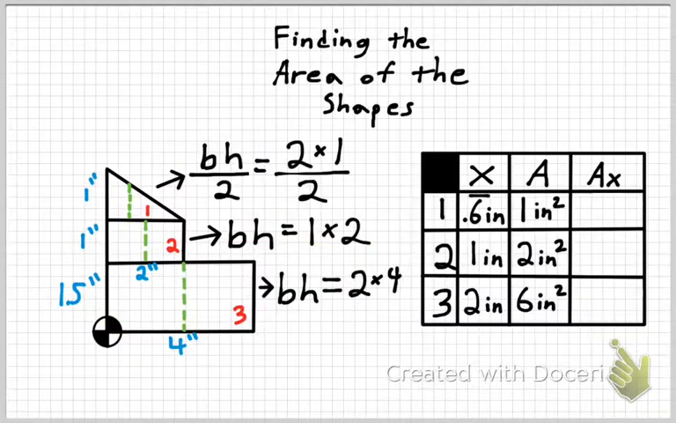Now, we want to find the areas next, and the areas are pretty straightforward. If you don't know the area equations for a triangle, it's base times height over 2. For a rectangle, it's just base times height. So I simply ran those numbers through, and I plugged in my answers over here in the chart.